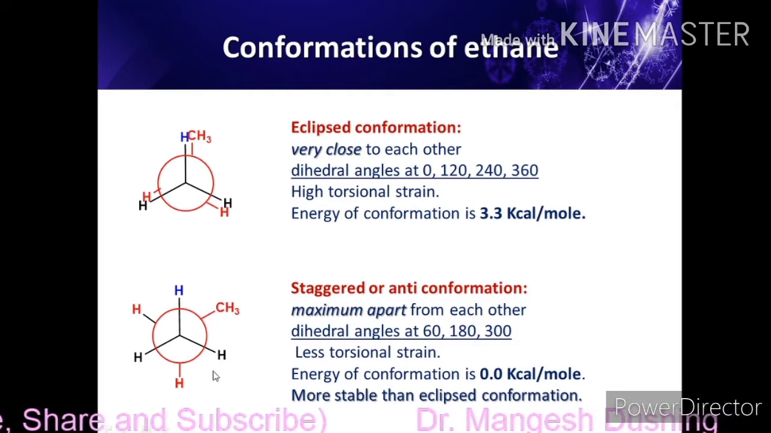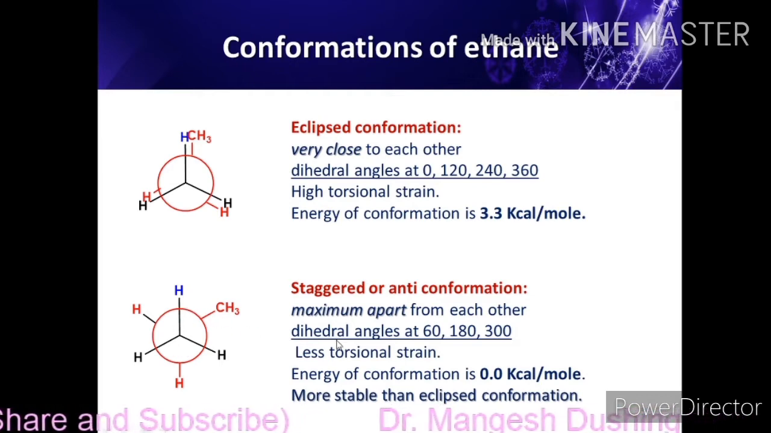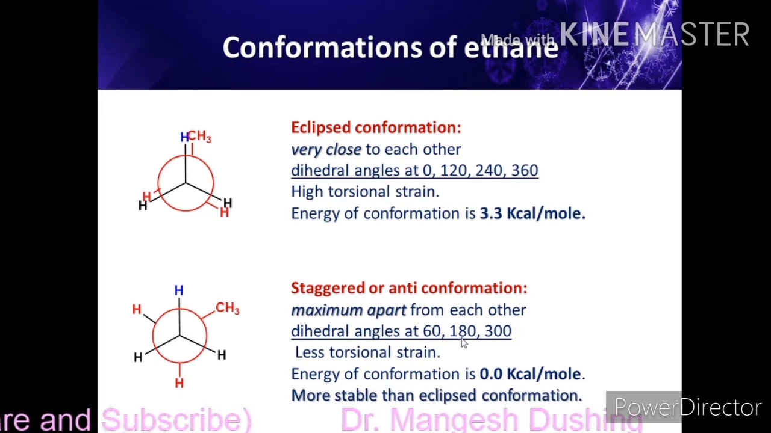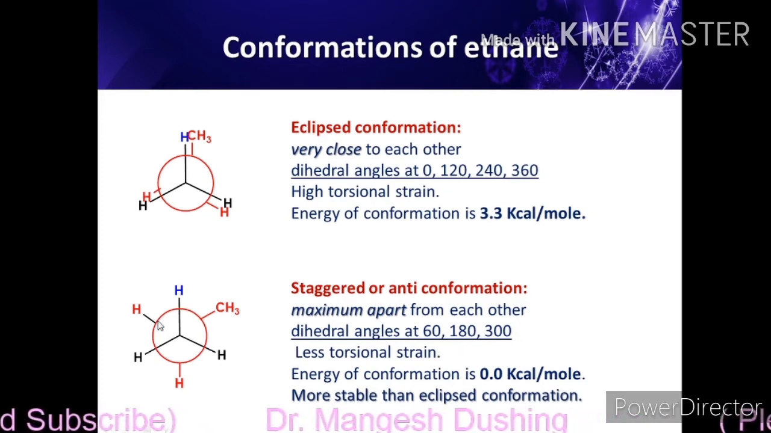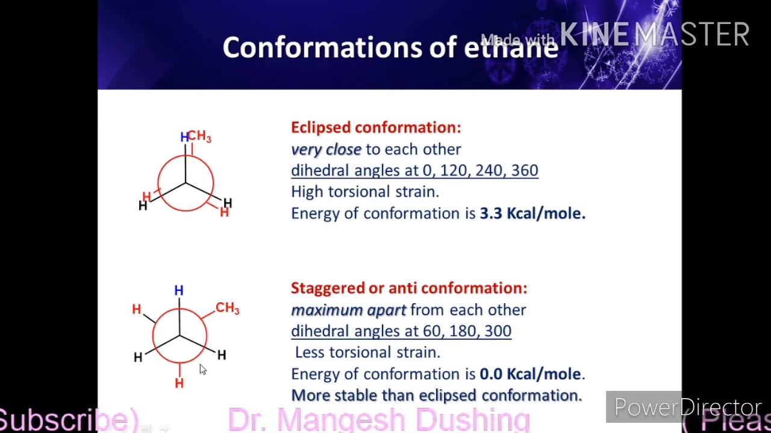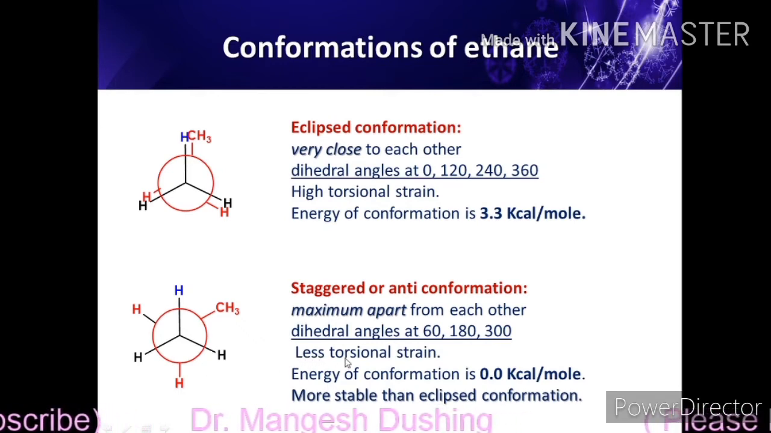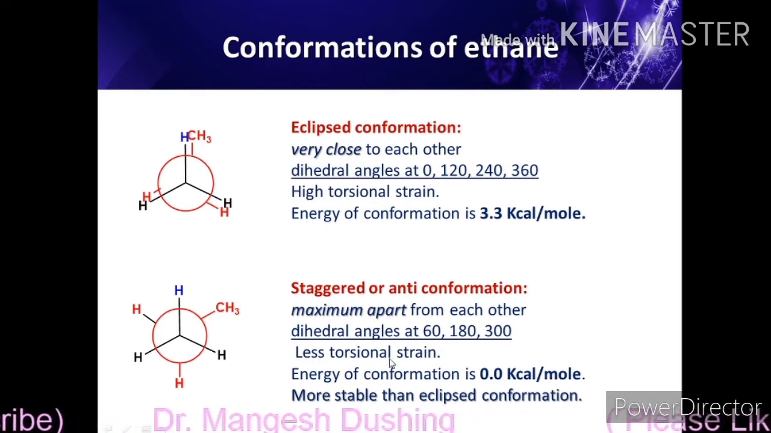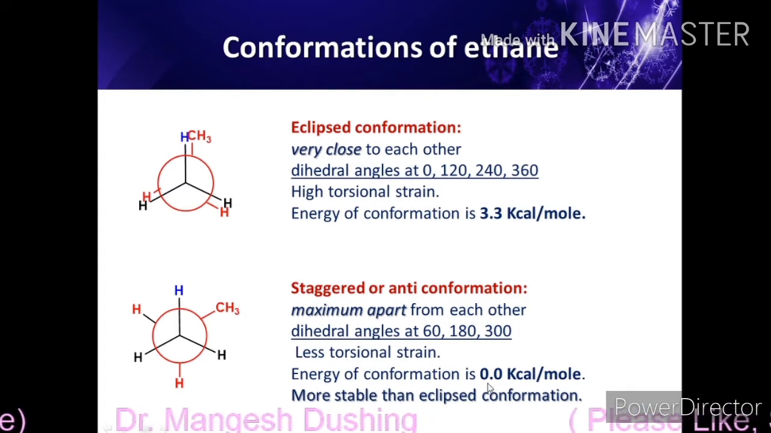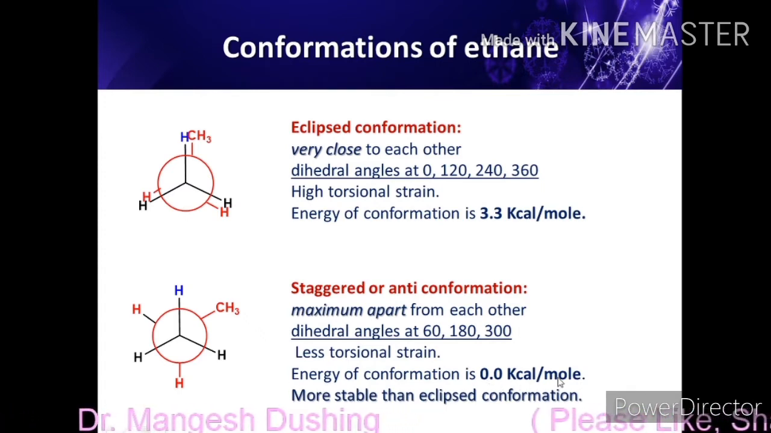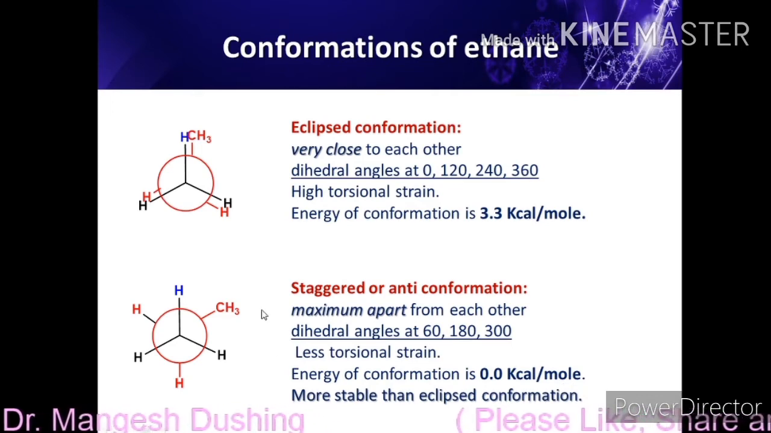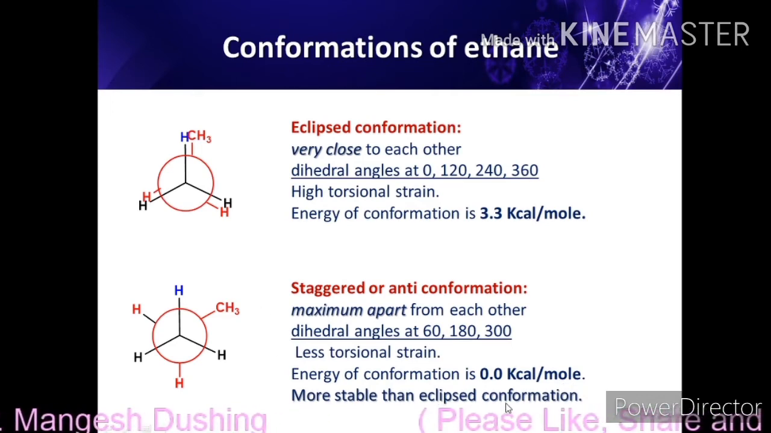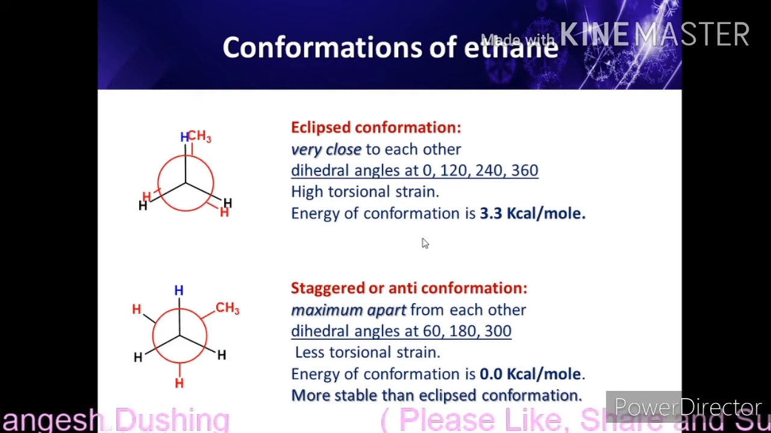So in staggered conformation, all atoms or groups of atoms are maximum away from each other. So this structure is observed in case of dihedral angle 60, 180, 300. As these atoms or groups of atoms are maximum away from each other, it has the lowest torsional strain, that is calculated around 0.0 kilocalorie per mole. As the energy is very less, this staggered conformation is more stable than the eclipsed conformation.